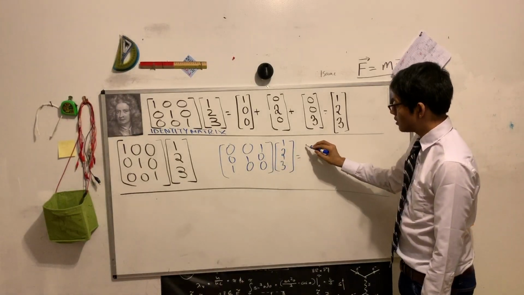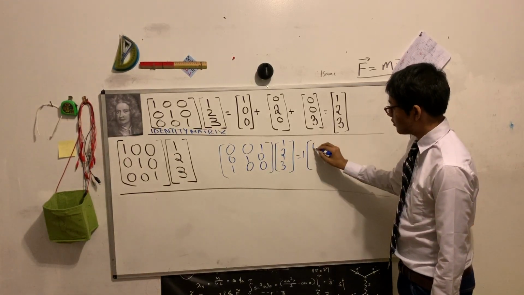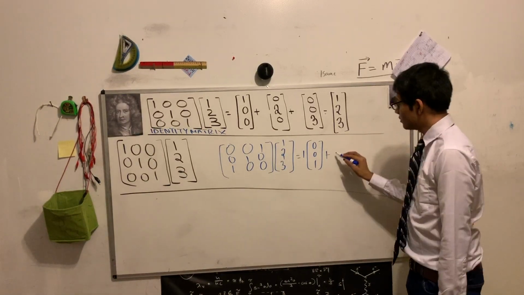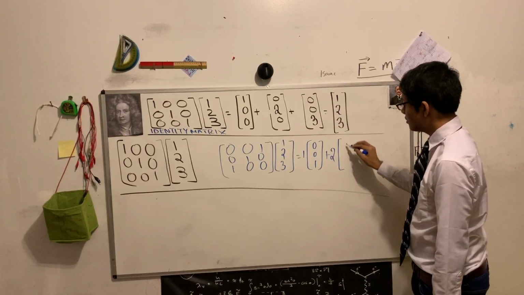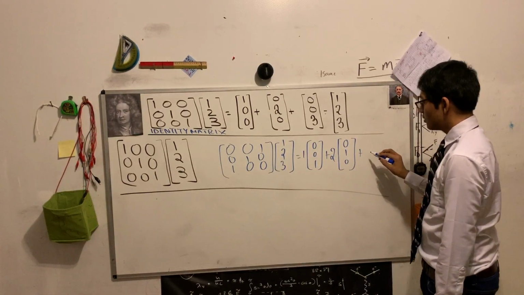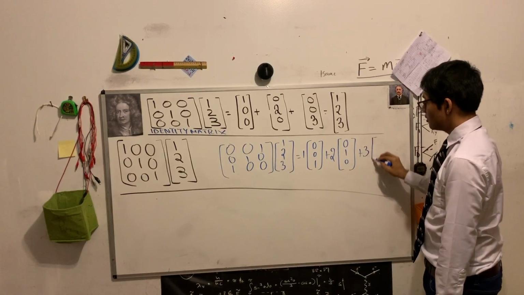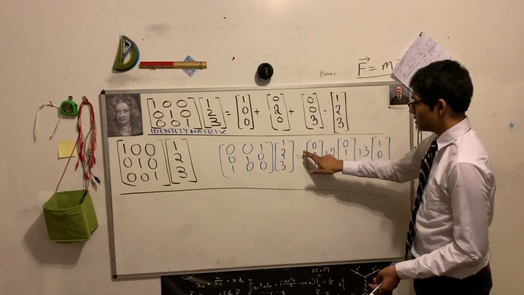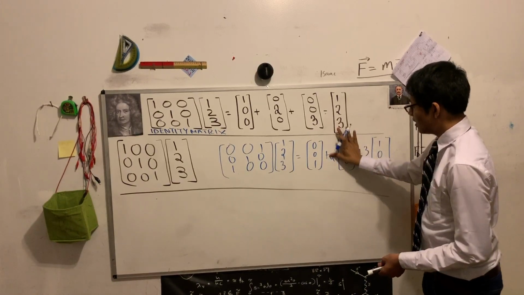1, 0, 0, 1. Okay. 2, 0, 1, 0, plus 3 is 1, 0, 0. So this is 2, 1, 0, 0. So what do we get? Is this just the same? This becomes 2.